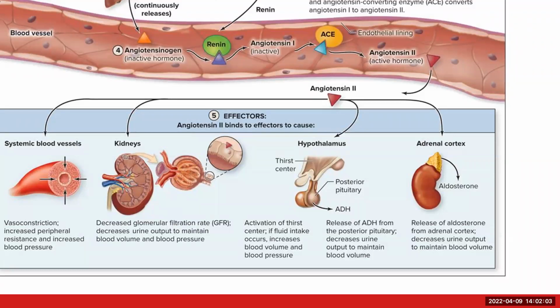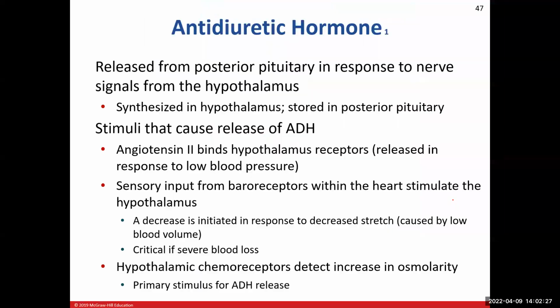And then the hypothalamus is going to cause the posterior pituitary to release ADH into circulation here, and that too is going to decrease our urine output, maintaining blood volume. And then finally, aldosterone will do the same, that will decrease our urine output and maintain blood volume.